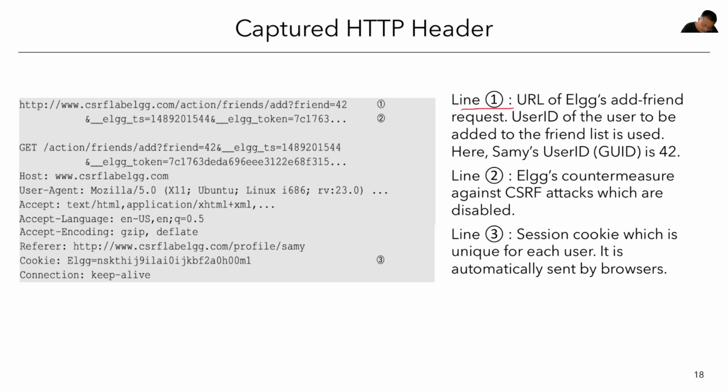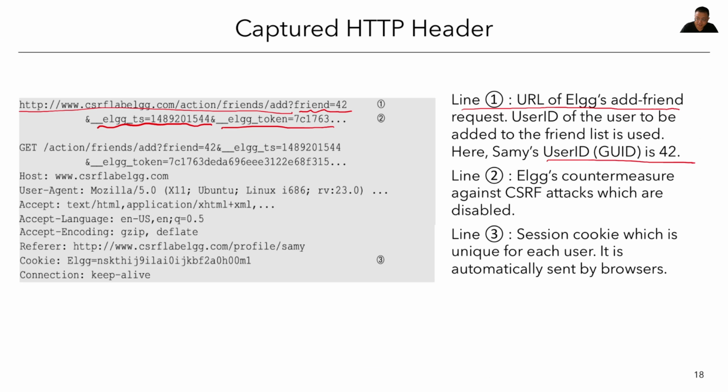So in line 1 will be the URL of the ELGG's add friend request. Okay, so this will be the URL of this add friend request. Then it has a number of parameters. So the 42 will be the user's ID. So for each user, it has an ID.